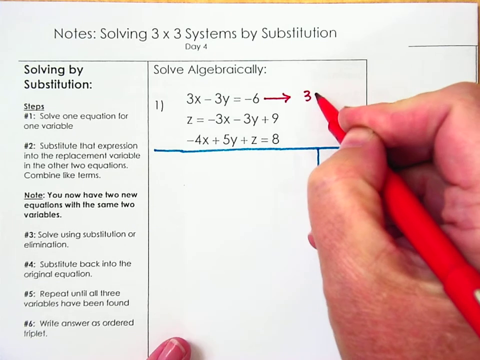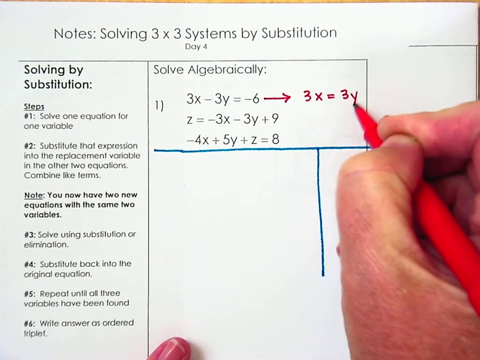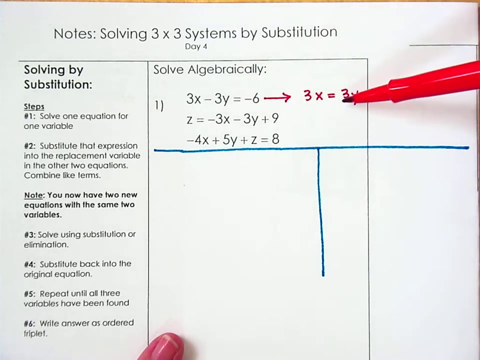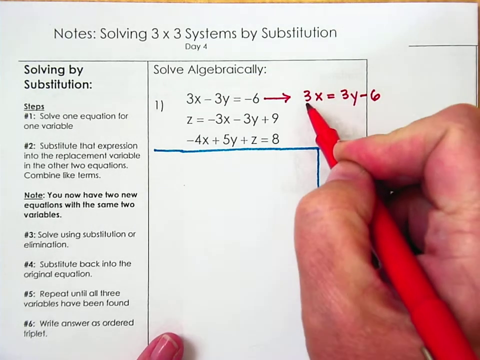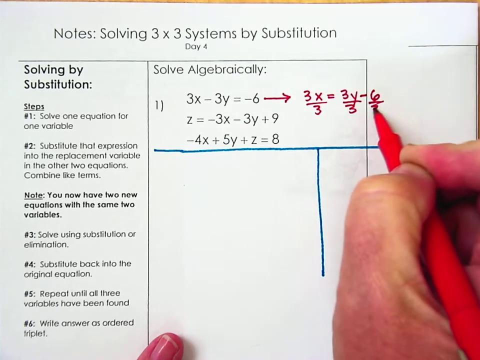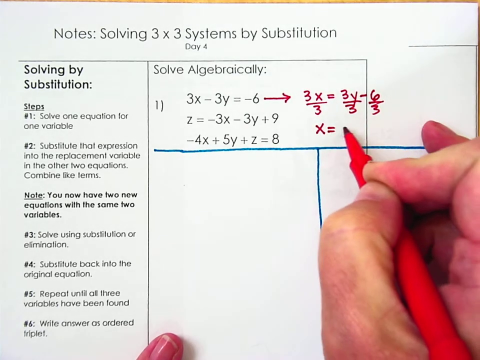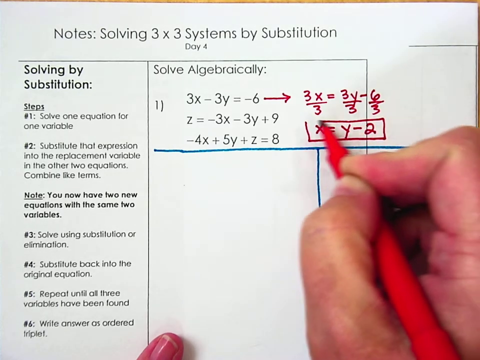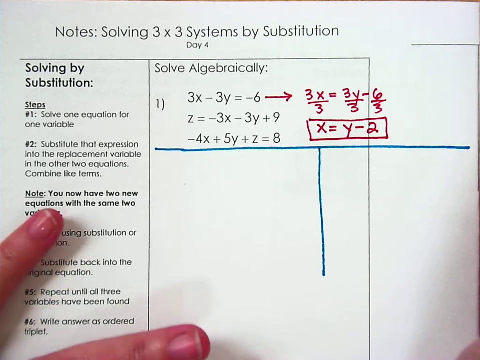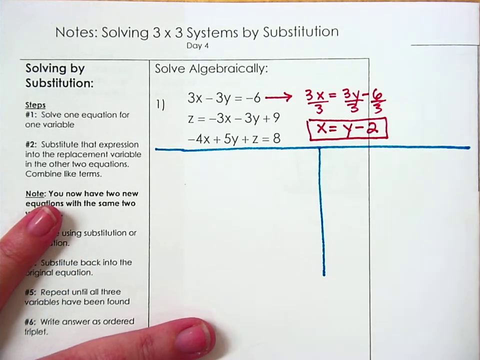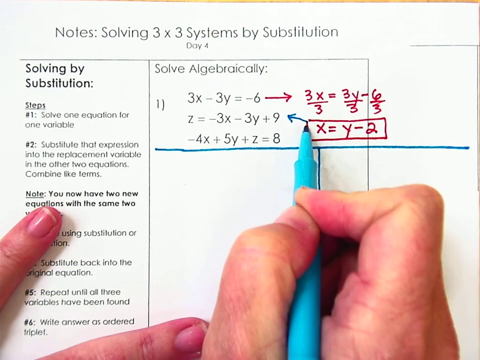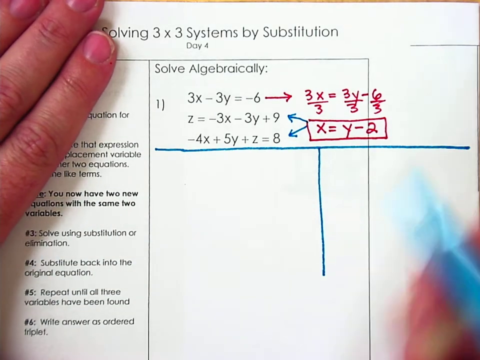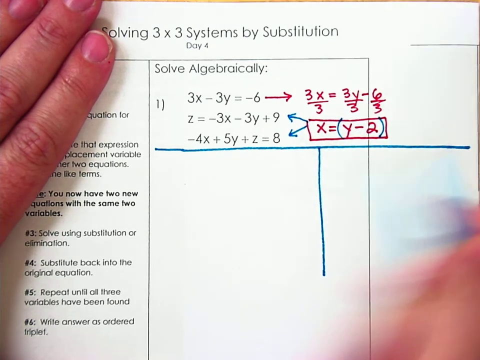So 3x equals 3y minus 6. I'm moving the negative 3y to the other side, making it positive. Then divide by 3 on everything, and x equals y minus 2. This equation I'm going to use to plug into the other 2 equations. So I'm going to replace the x in the other 2 equations with my expression y minus 2.